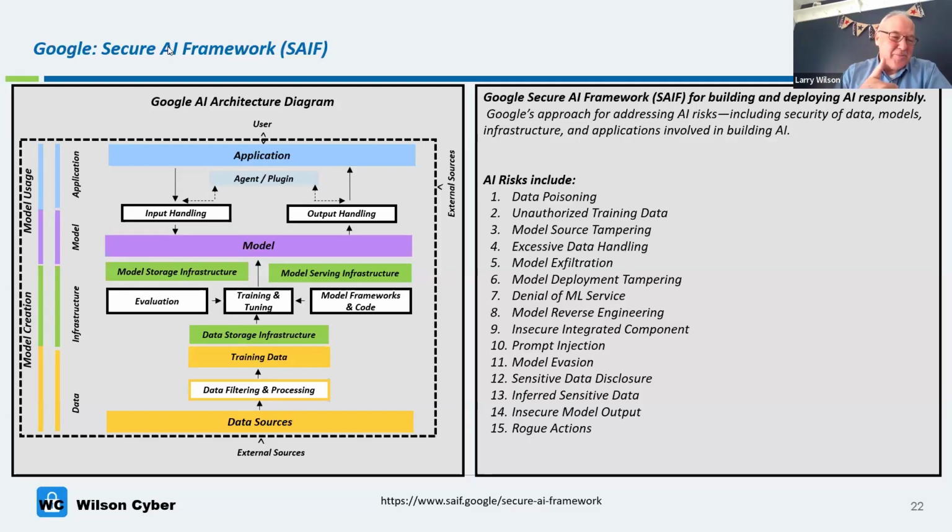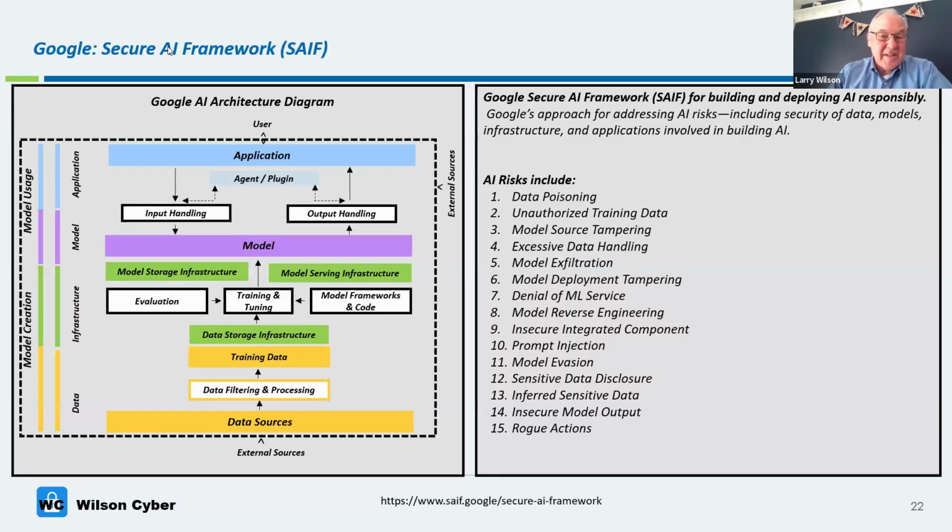And this is why I'm really highlighting the need, when we get into the actual building of the security program, to look at zero trust as well, because we want to make sure the infrastructure is also secure. We can secure the model, we can secure the application, but if our infrastructure is not secure, then no matter what we deploy within that infrastructure, it's going to have risk. So this is the Google Secure AI framework, and it's used for building and deploying AI responsibly.